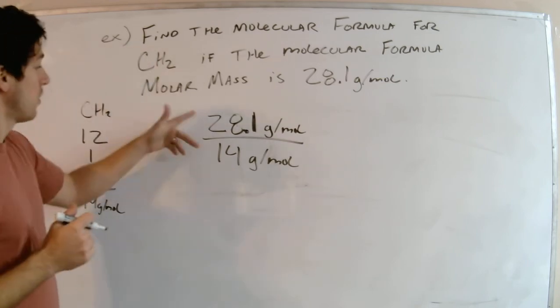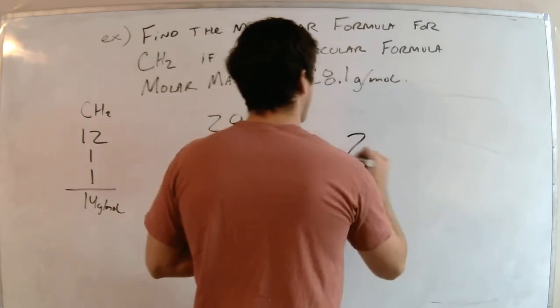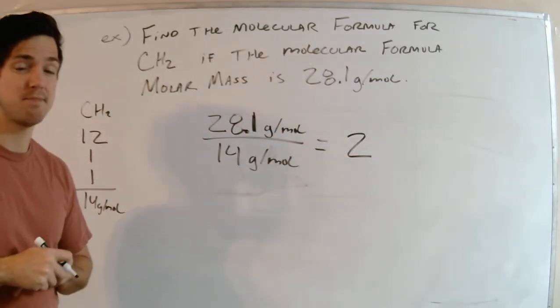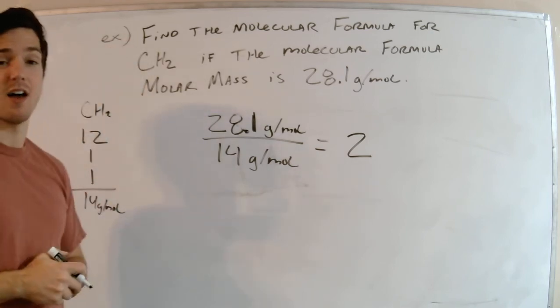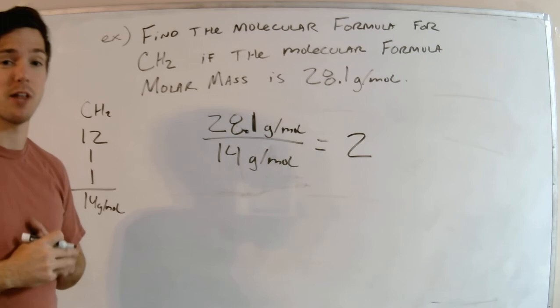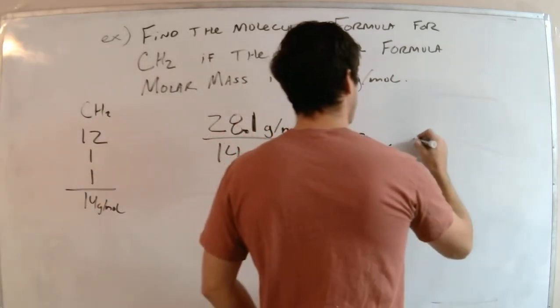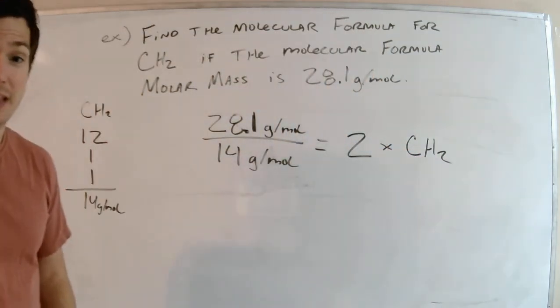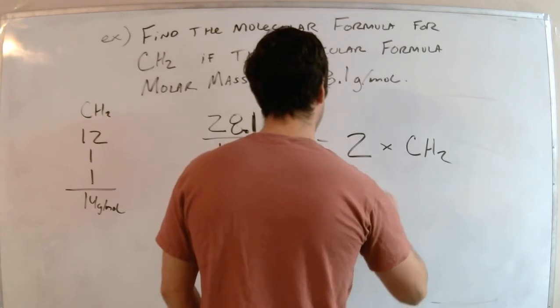So we take 28.1 divided by 14 and you get a number of 2. Well, what does that number 2 mean? That tells you how many CH2s there are in the molecular formula. So all you have to do is take 2 times CH2, and that means you're going to have a molecular formula now of C2H4.